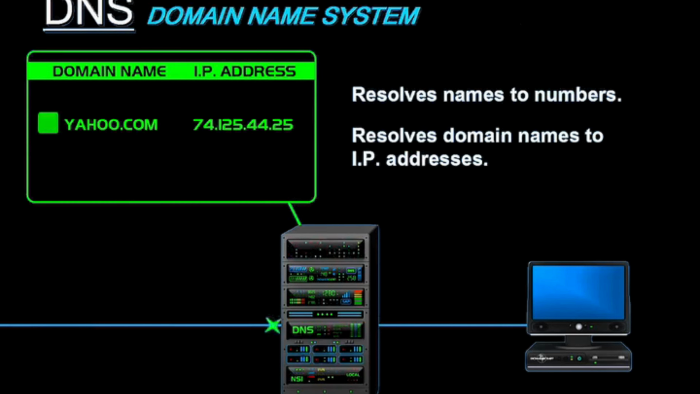So DNS basically works like a phone book. When you want to find a number, you don't look up the number first. You look up the name first. Then it will give you the number.